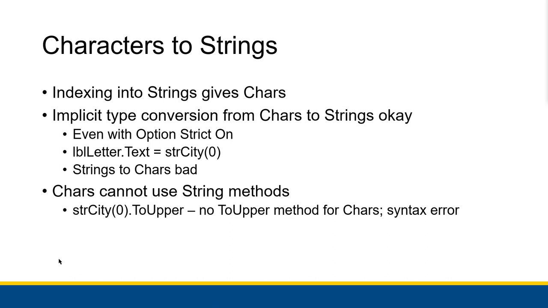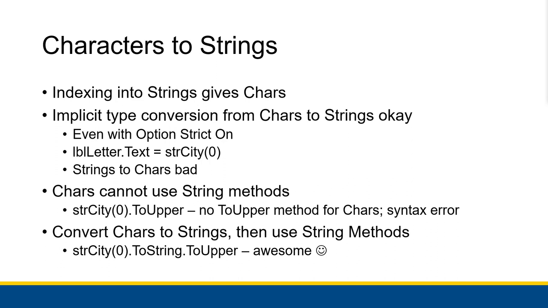So if I tried to call string city at index 0 dot ToUpper, what happens is that Visual Basic first figures out string city at index 0, so it indexes into string city and gets the character at index 0, and then tries to call the ToUpper method and realizes that the char has no ToUpper method whatsoever, so it gives a syntax error. You can't use string methods like that, which means you have to be more careful if you're trying to get individual characters from strings but also want to use string methods on those characters. In fact, you have to convert chars to strings, and then you're able to use string methods.